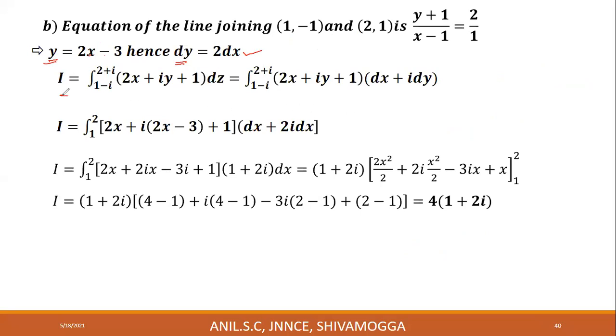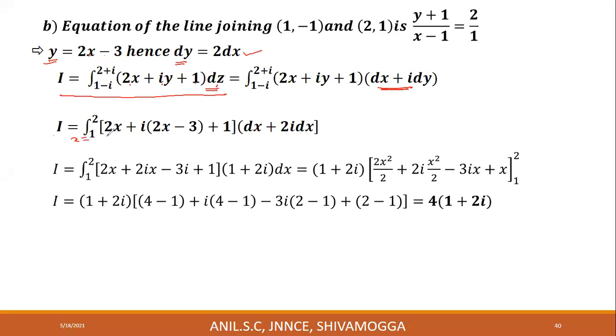And this is the given integral: from 1 minus i, or 1 comma minus 1, to 2 plus i, or 2 comma 1, of 2x plus iy plus 1 into dz. And we know that dz is equal to dx plus i dy. Here you can integrate with respect to y or with respect to x. I prefer to integrate with respect to x. Therefore, x takes values from 1 to 2.